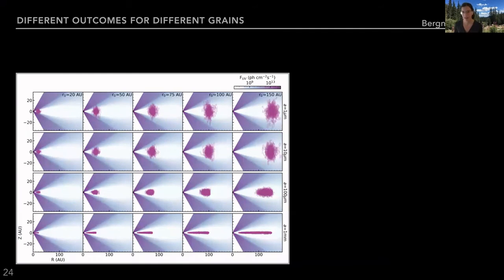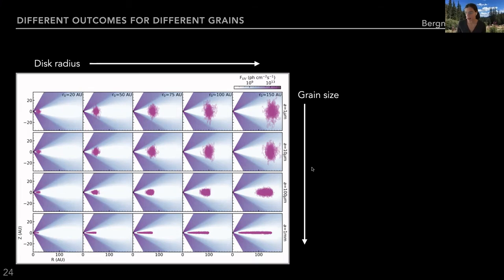So here I'm showing a sort of synthesis of thousands of these particle trajectories where the radius is increasing from left to right, the initial radius that the particle is placed in the midplane at, and the grain size is increasing from top to bottom. So the important trends to note are that as you move from the inner disk to the outer disk, the particle is more efficiently lofted away from the midplane.